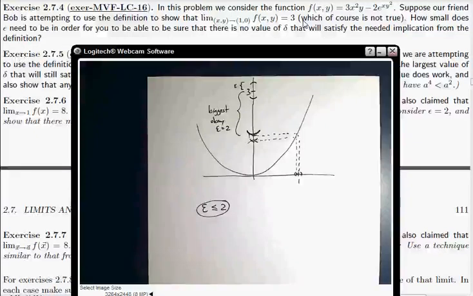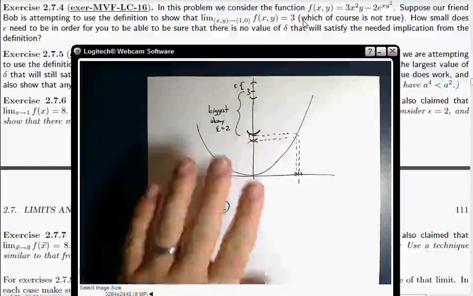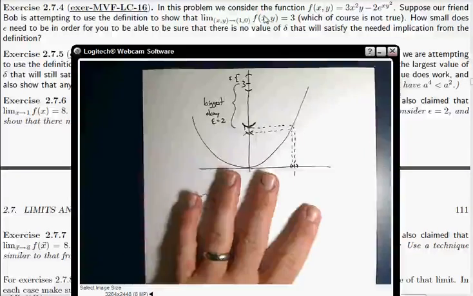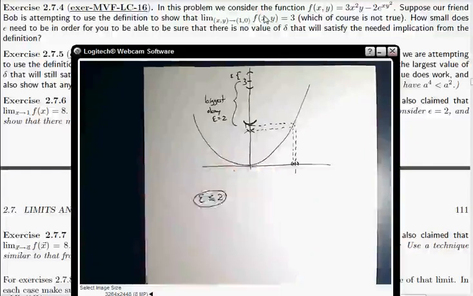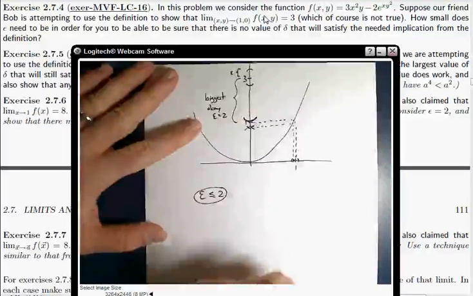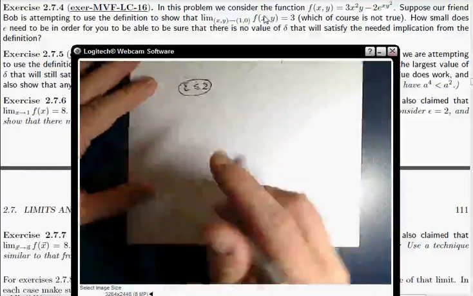If epsilon is too big, it fails, just like in this picture. If epsilon is small enough, then it works. And the question is, what's that critical value? What's the biggest that it can be and still work? So we just have a little bit more trouble drawing this picture. And let's see here. What I'm going to do, let me just do this.